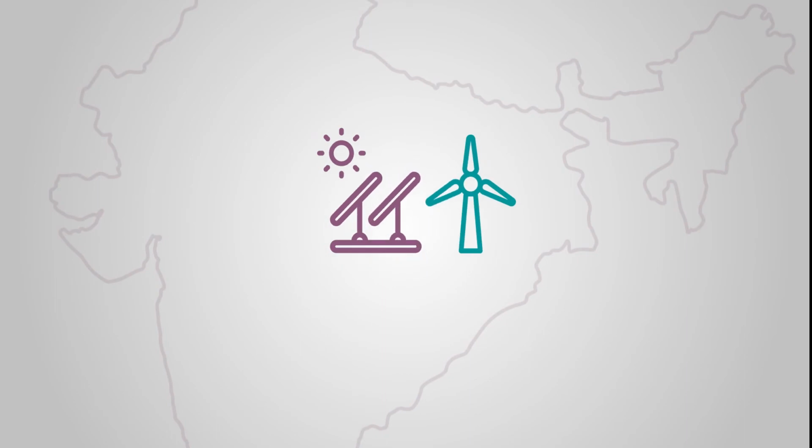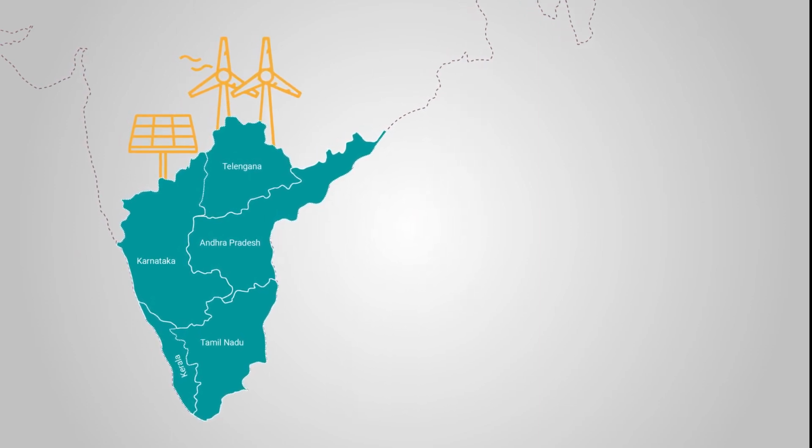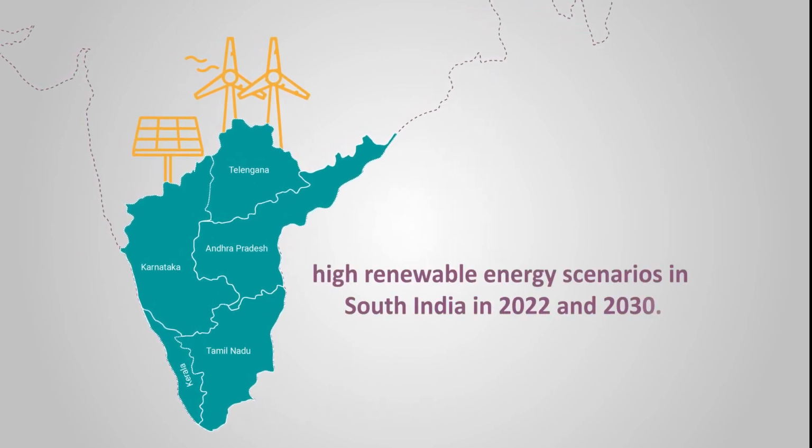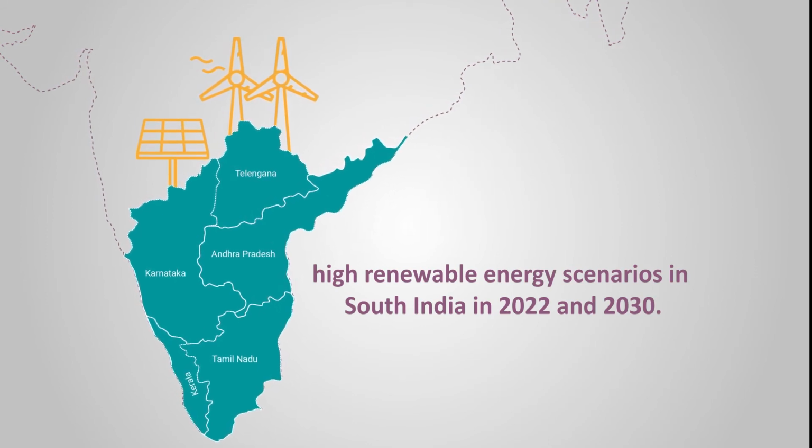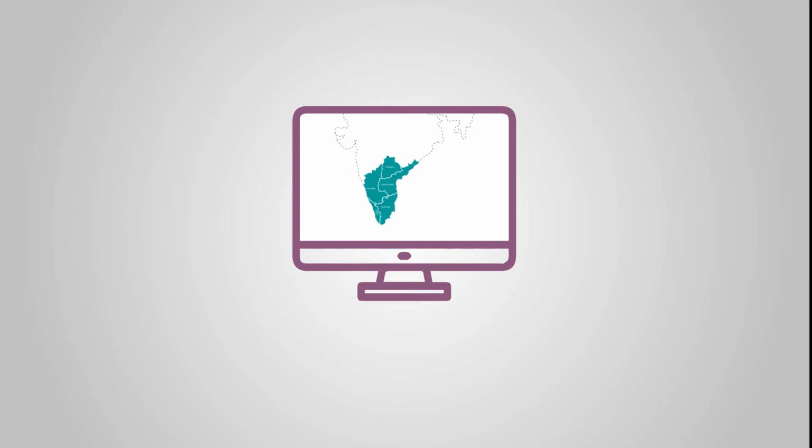India has set ambitious renewable energy targets for the next decade. The portal is the outcome of an effort to study the grid impact of high renewable energy scenarios in South India in 2022 and 2030. It is a web application that can be accessed on any modern browser at http://darpan.cstep.in/high-re/. Detailed information about the features of the portal will be added soon. But for the time being, let's take a brief look at some of its salient features.